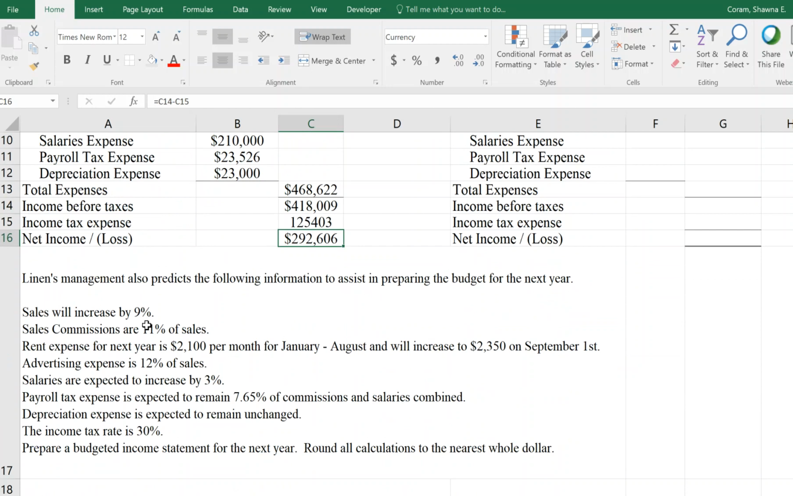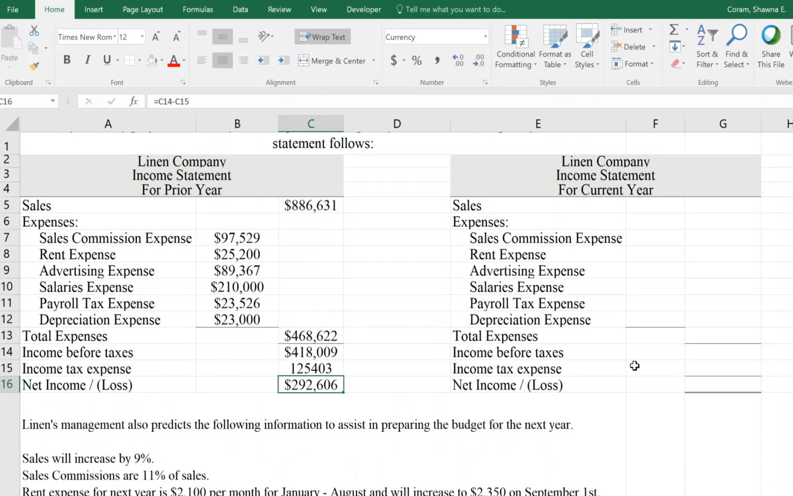Sales they anticipate will increase by 9%. Sales commissions are 11% of sales. Rent expense for next year is $2,100 per month for January through August, and then increases to $2,350 on September 1st. Advertising expense is 12% of sales. Salaries are expected to increase by 3%. Payroll tax expense is expected to remain at 7.65% of commissions and salaries combined. Depreciation expense is expected to remain unchanged. The income tax rate is 30%. And then let's go ahead and prepare that budgeted income statement.